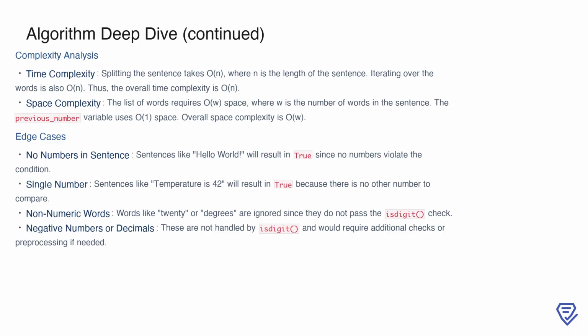If there's only one number, as in "temperature is 42", the result is also true because there's no second number to compare. Words like "20" or "degrees" are ignored since they don't pass the isdigit check. Additionally, negative numbers or decimals would require extra handling, as they are not supported by the current algorithm.